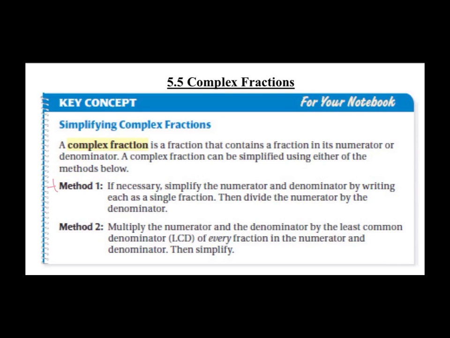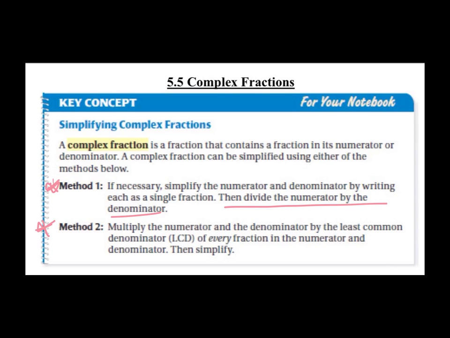You can use method 1. And that says, if necessary, simplify the numerator and denominator by writing each as a single fraction. So if you can write each of them as a single fraction, then you can divide the numerator by the denominator, essentially multiplying by the reciprocal. The second method is the way that we're going to usually do it. So that first method is if you have a single fraction over a single fraction.